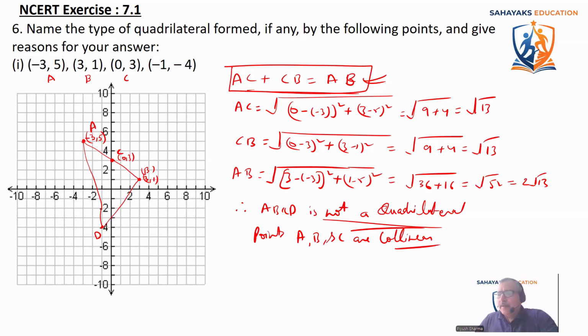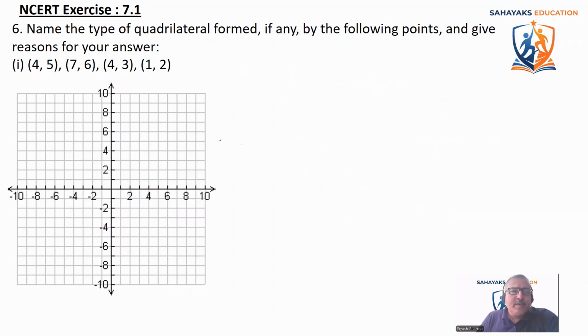Okay, coming to the next one. Name the type of quadrilateral formed, if any, of this. It's the same question, another part. Let's find out. 4, 5. First, we are going to put these points on the graph sheet. That will give us a clear idea of what exactly it is. So 4, 5. This is the point.